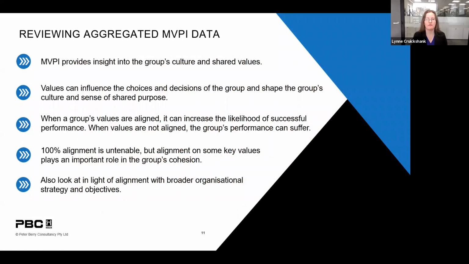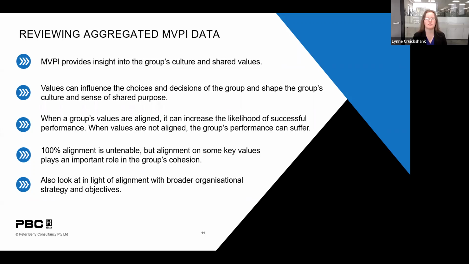And then with the MBPI, this is really useful in providing insight around the team culture, their shared values. Research has shown that shared values can really help make working in the team more enjoyable, help team cohesion, contribute to greater team efficiency and effectiveness, and help stabilize the team and reduce turnover as well.